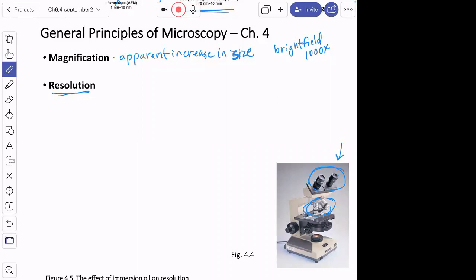We can define resolution. It's a little bit harder to define. The ability to distinguish two objects as separate that are close together.